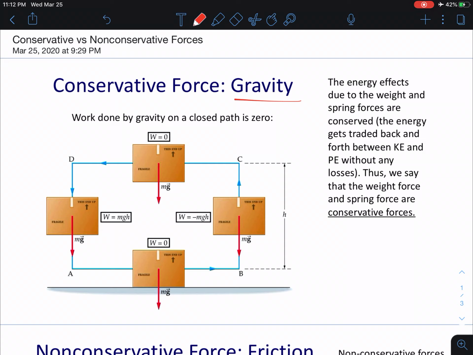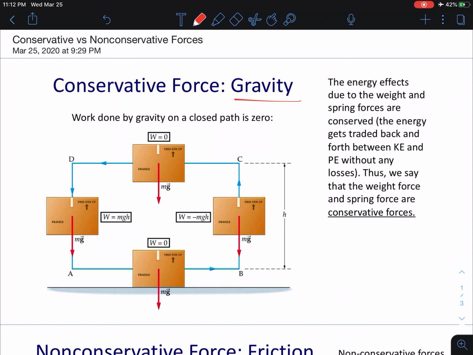So the example here for a conservative force is gravity. And again, the energy effects due to weight and spring forces are conserved. Spring force is another conservative force. That means the energy gets traded back and forth between kinetic and potential without any losses. I will explain what that means on the figure. These types of forces are called conservative forces. The examples for this are weight force and spring force.